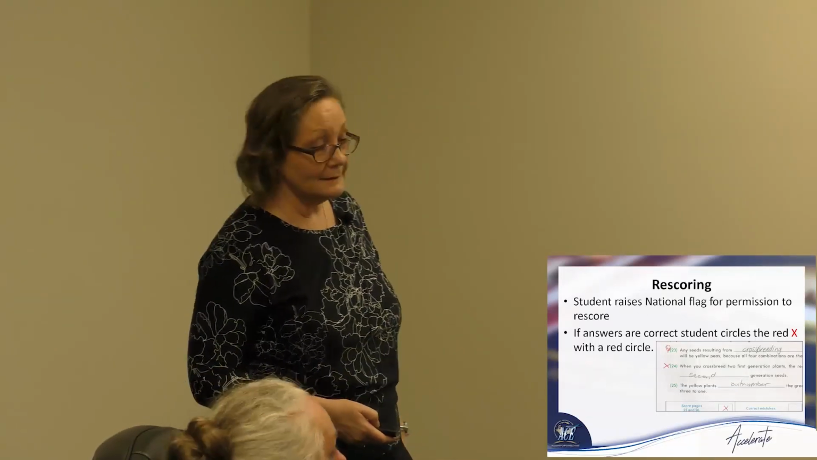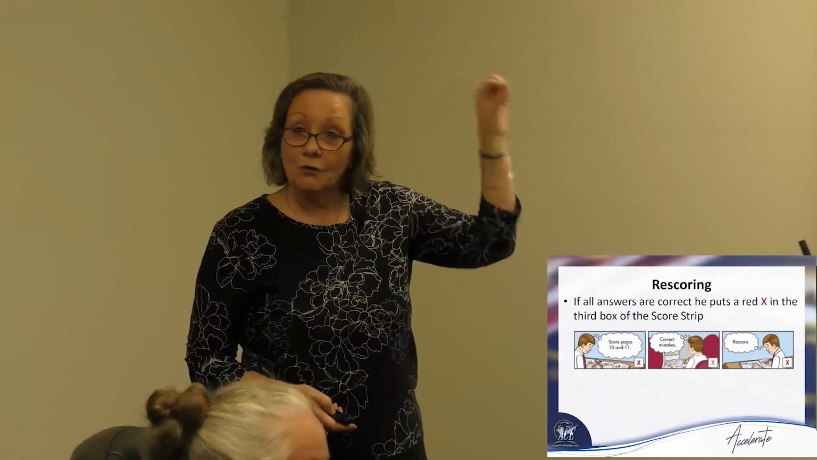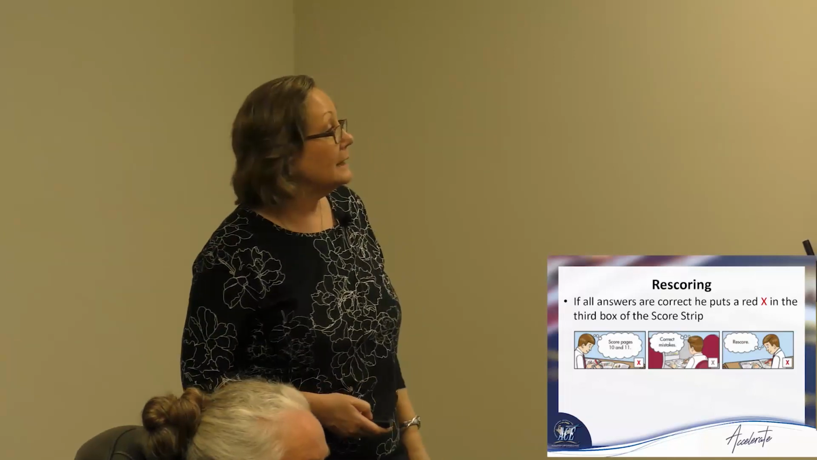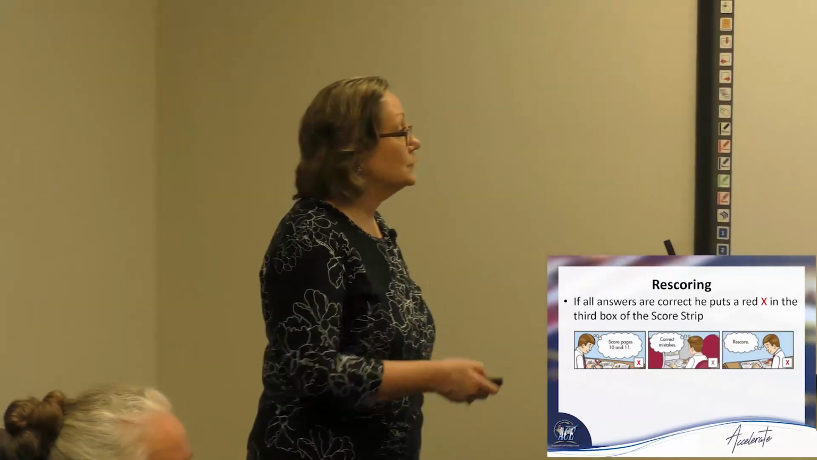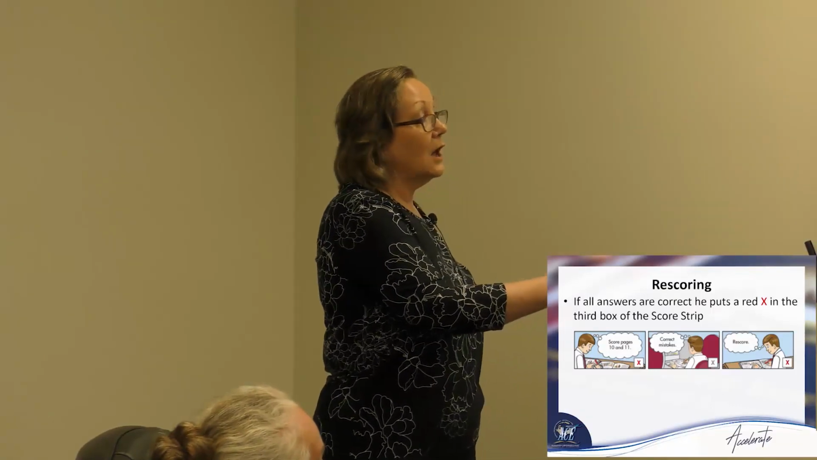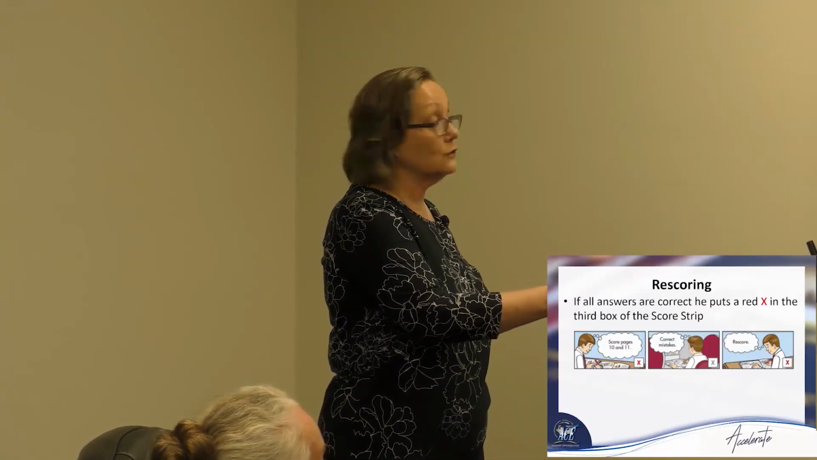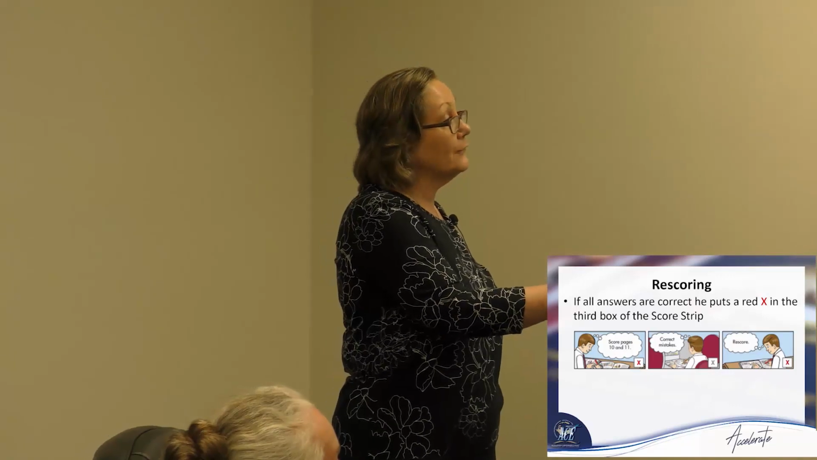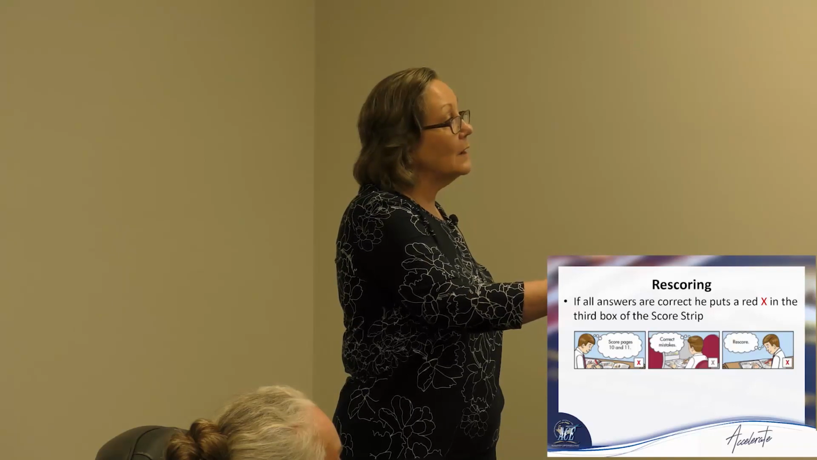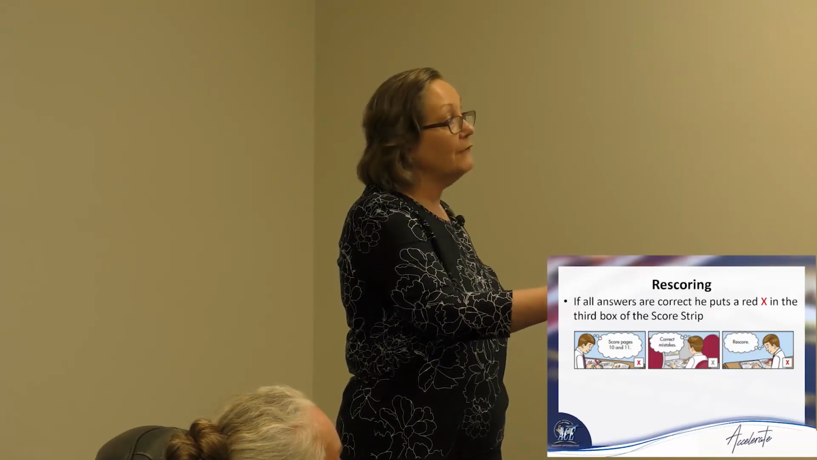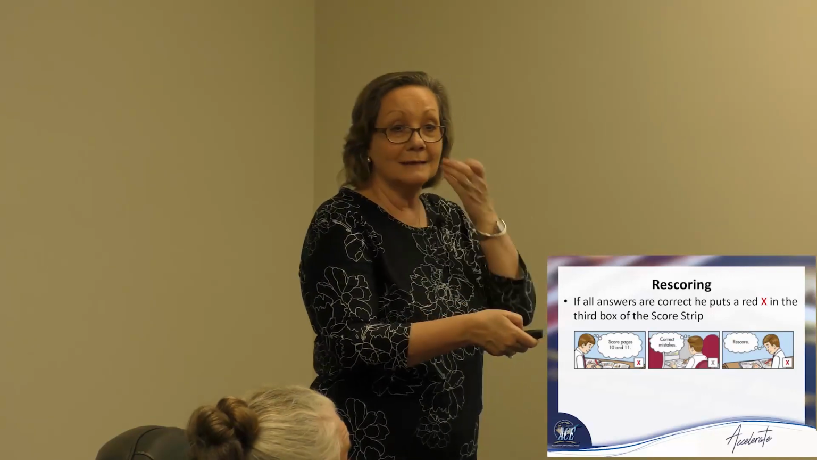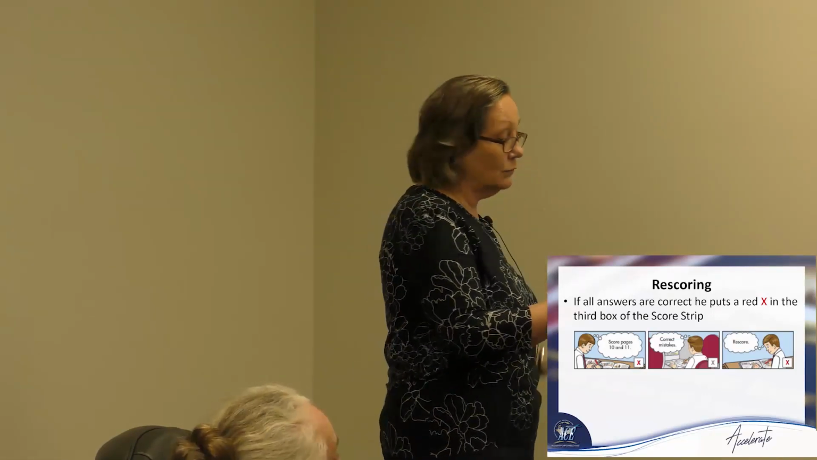If all the answers are correct and they have circled all the red X's next to the questions, they put a red X in the third box of the score strip. So they have their one here saying, this is the first time I've checked all of them. I've corrected my mistakes. This one is in pencil. And then this one here now says, everything is now correct. I have checked it all against the score key and it's all now correct.